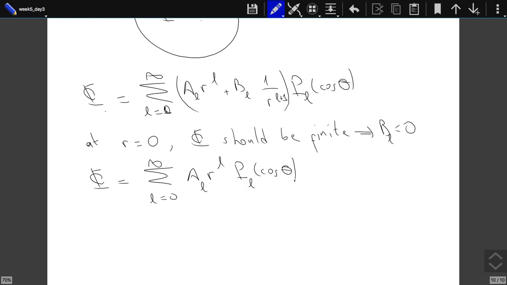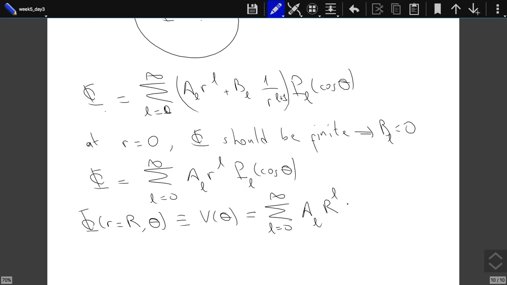Now I can impose my boundary condition. On the boundary, whatever the value of theta is, I know that phi is a function. This is a known function that is given to me. And this should be written as the sum over L from 0 to infinity, A_L r to the power L P_L of cosine theta.